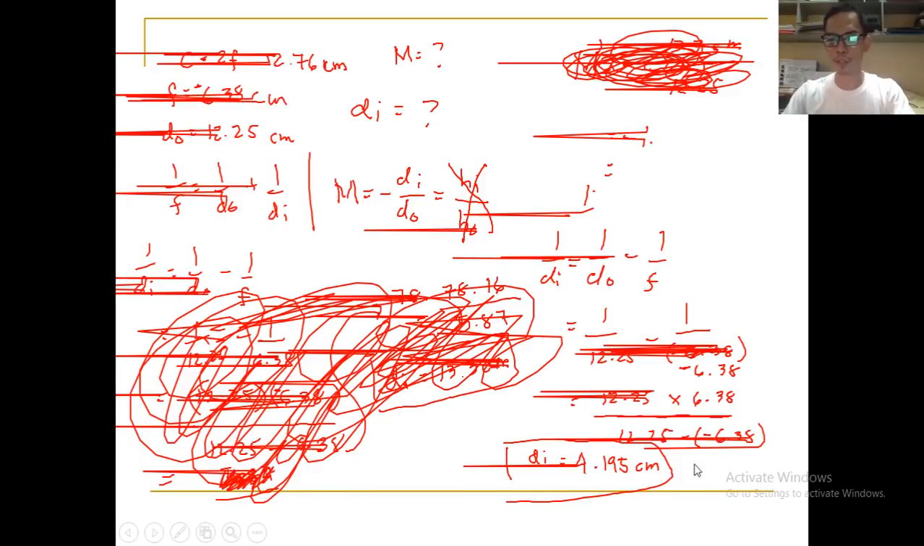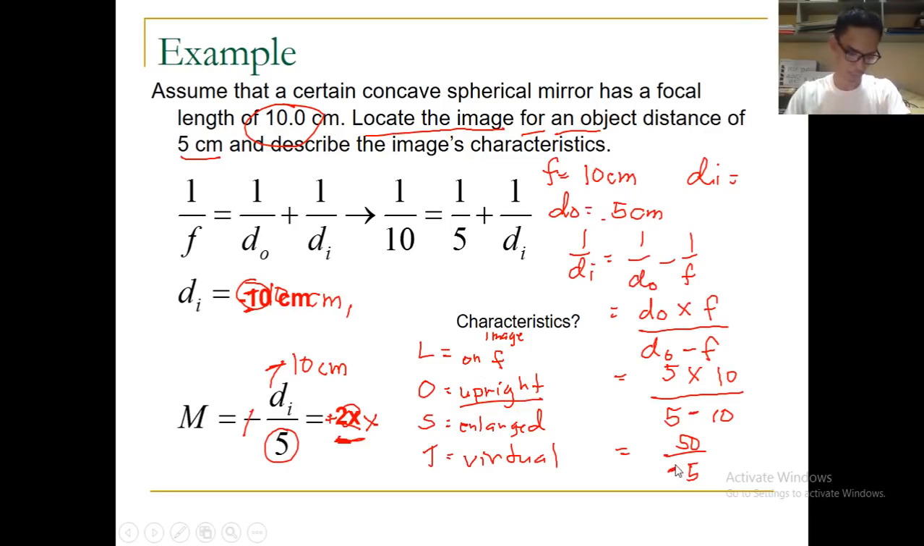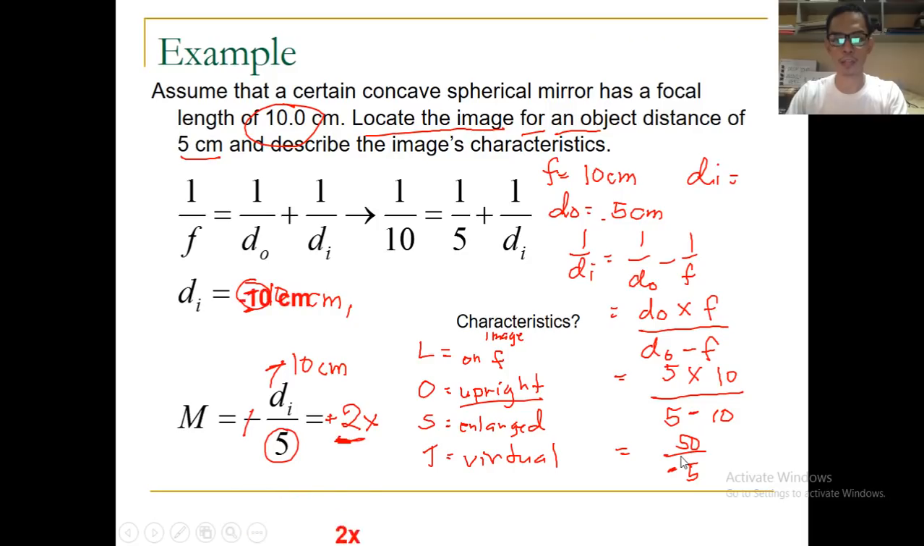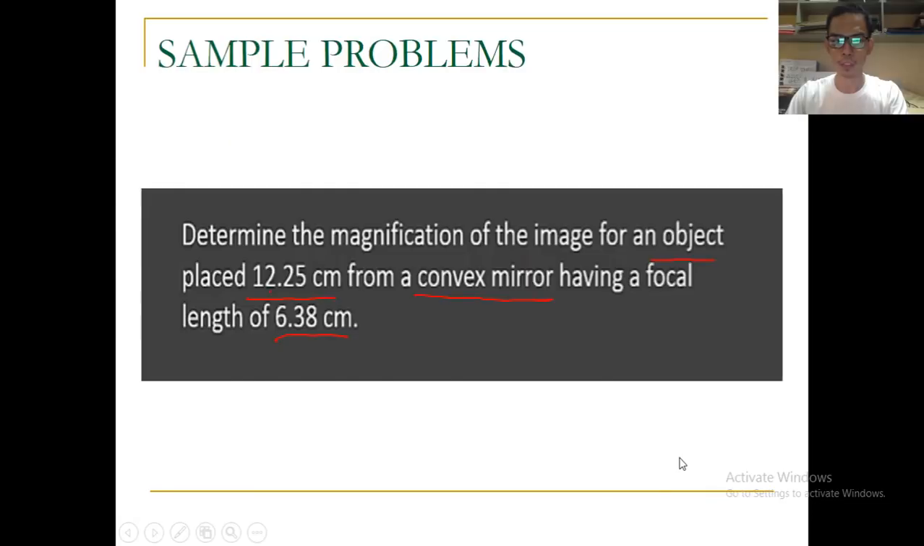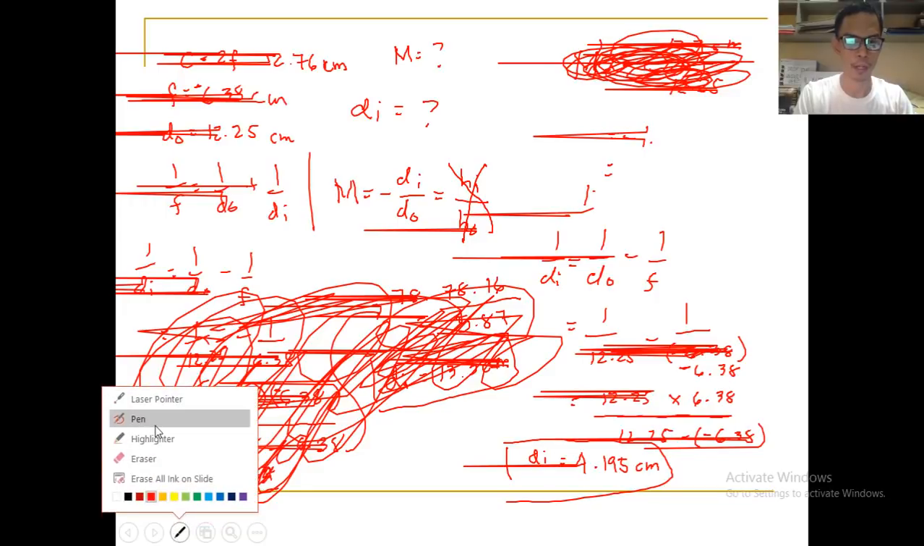Next one. I forgot, since this is also negative. Sorry for that. Fine, let's do it again.